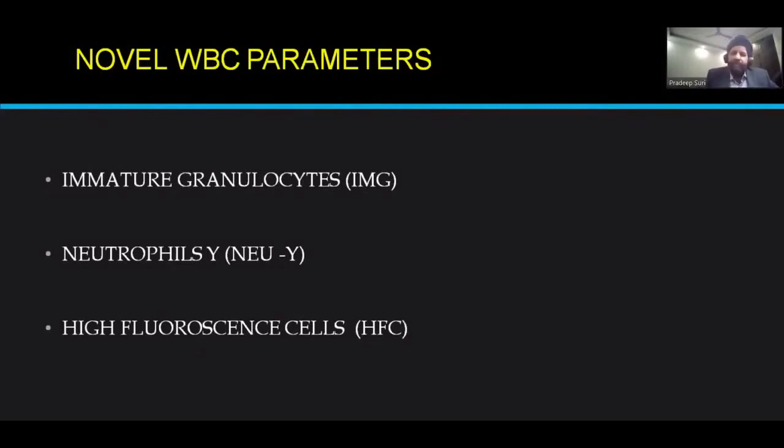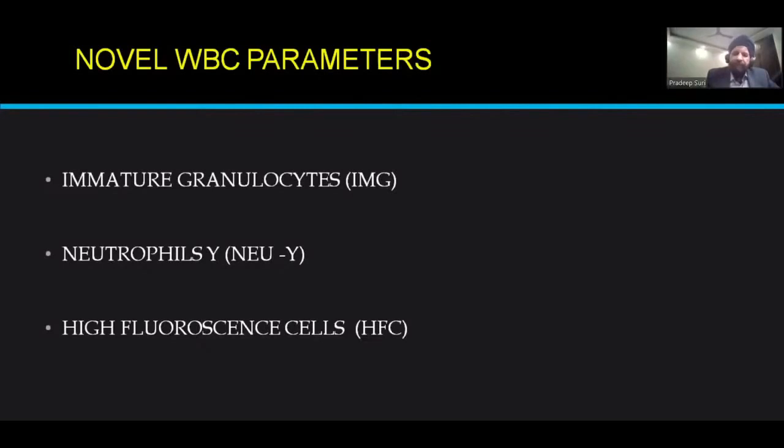First is the immature granulocytes, or what they call the IMG. This is nothing but a numerical representation of what we call in the peripheral smear as the shift to left. So the higher the IMG value, and we've got a biological reference interval for it also, the more is the shift to left. The second is the neutrophil Y, or the new Y.